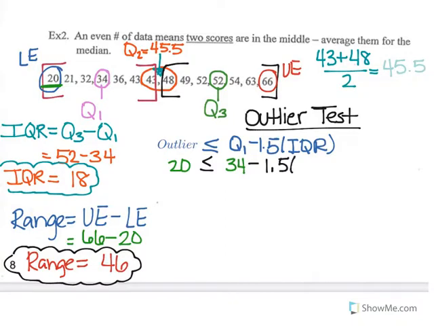minus 1.5 times our interquartile range, 18. And when we type that into our calculator, we end up with 7. Oops, I put that on the wrong side. So we have 20 over here is less than or equal to 7, and 20 is not less than or equal to 7, so that's false.